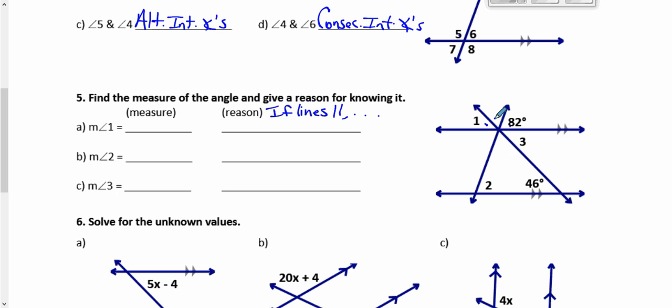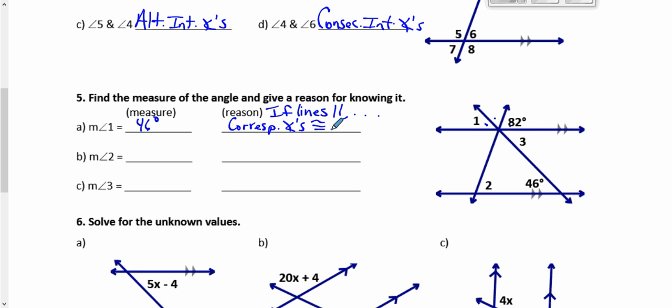Okay, never mind. Let's think of our angle pair. Why would it be 46 degrees? Yeah, if we think of this as a translation, they're corresponding angles, right? So angle 1 is going to be 46 degrees, because if lines parallel, then corresponding angles are what? Congruent.